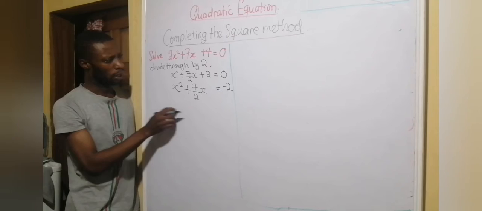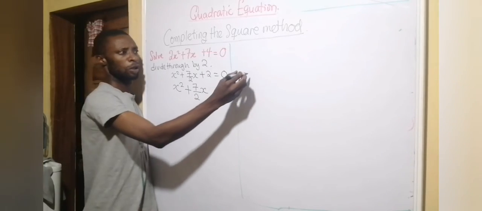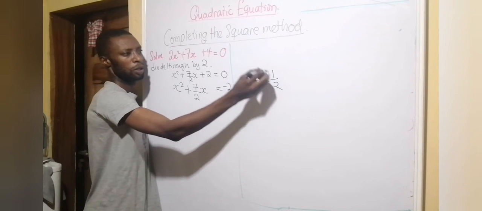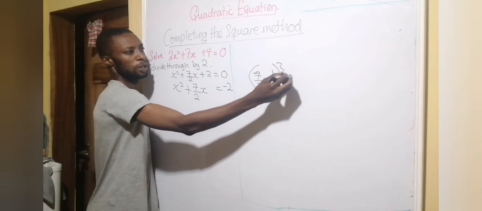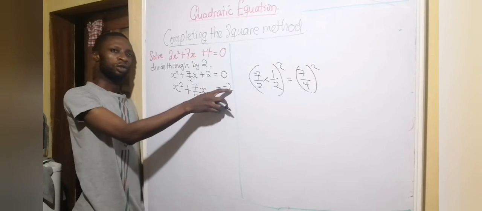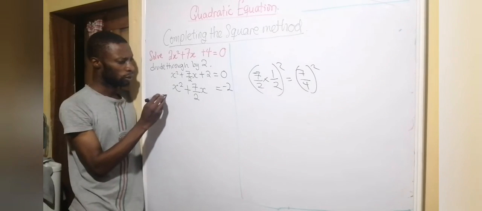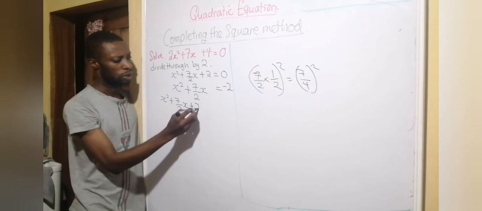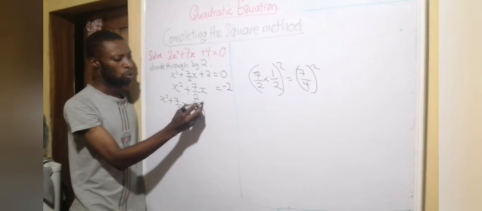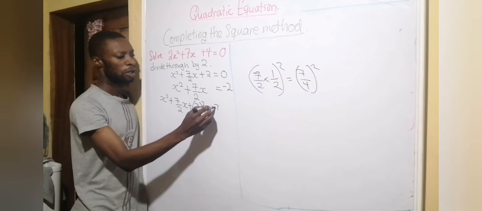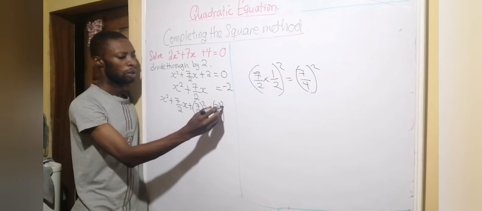So the next step we are going to do is, the coefficient of this x, you multiply it by half and you square it. That's 7 over 4 all squared. And we're going to add it to this place and to the other side. So this will be x squared plus 7 over 2x plus 7 over 4 squared is equal to 7 over 4 all squared minus 2.